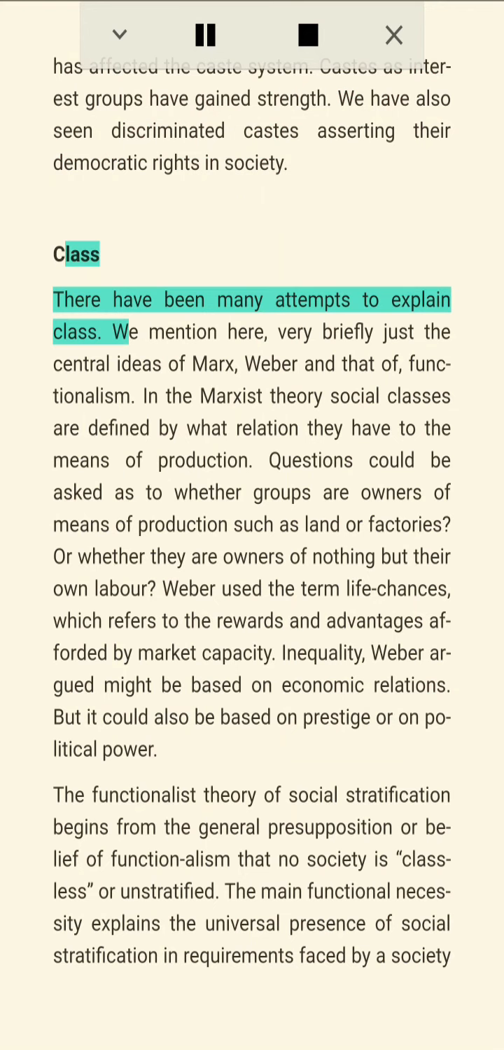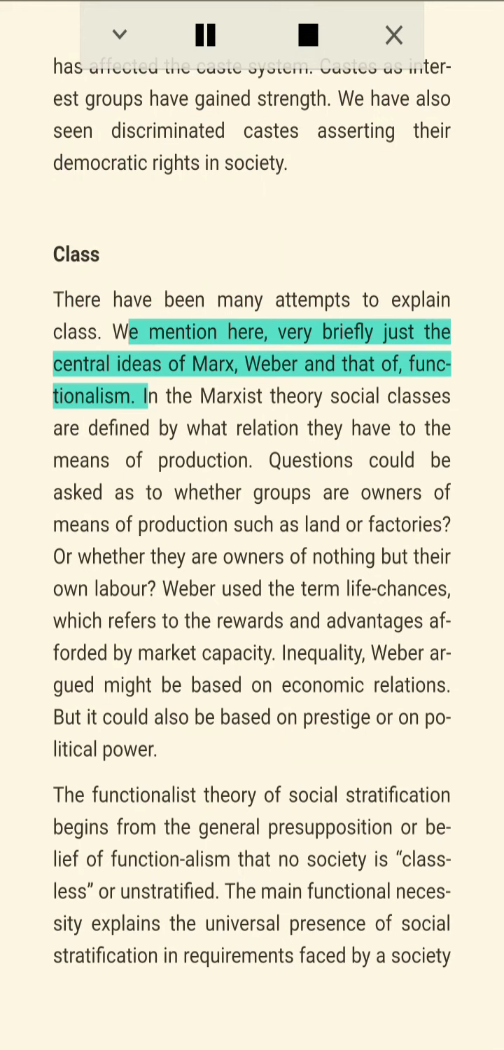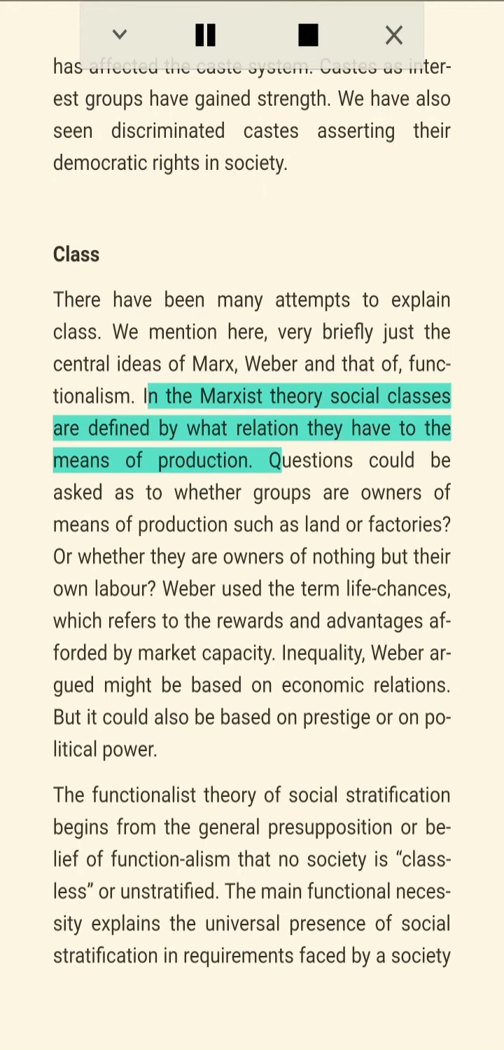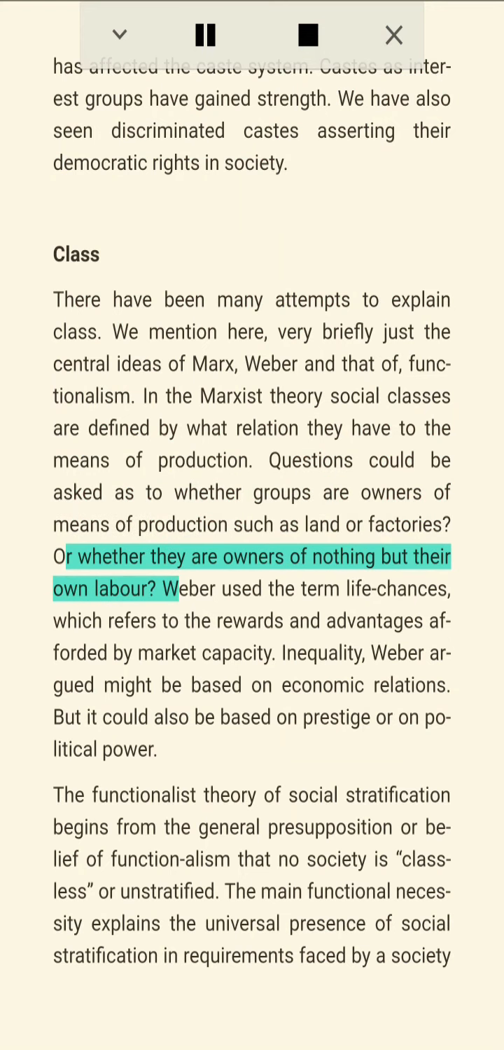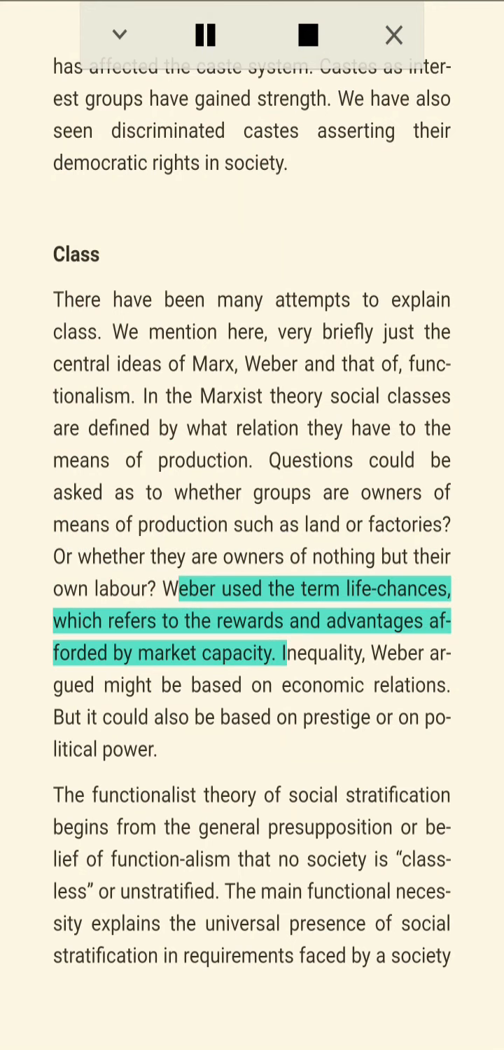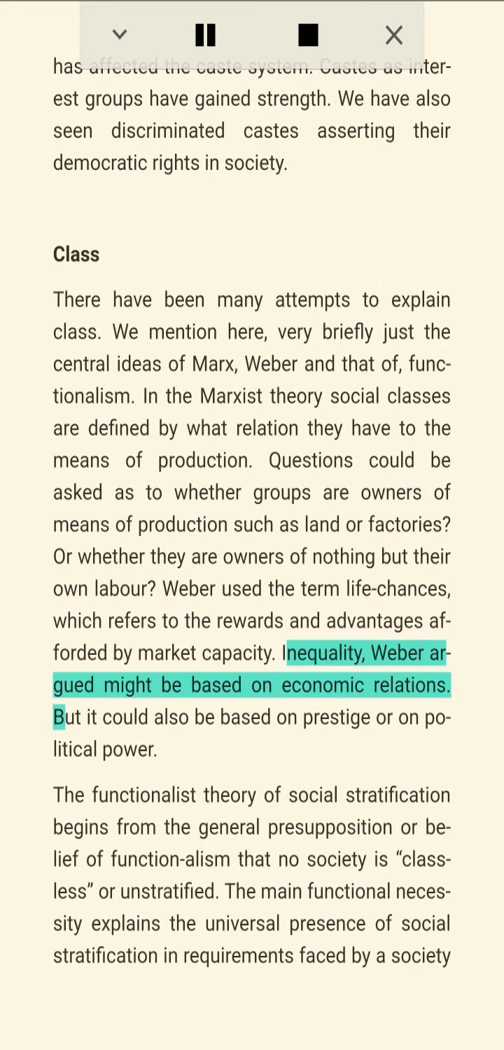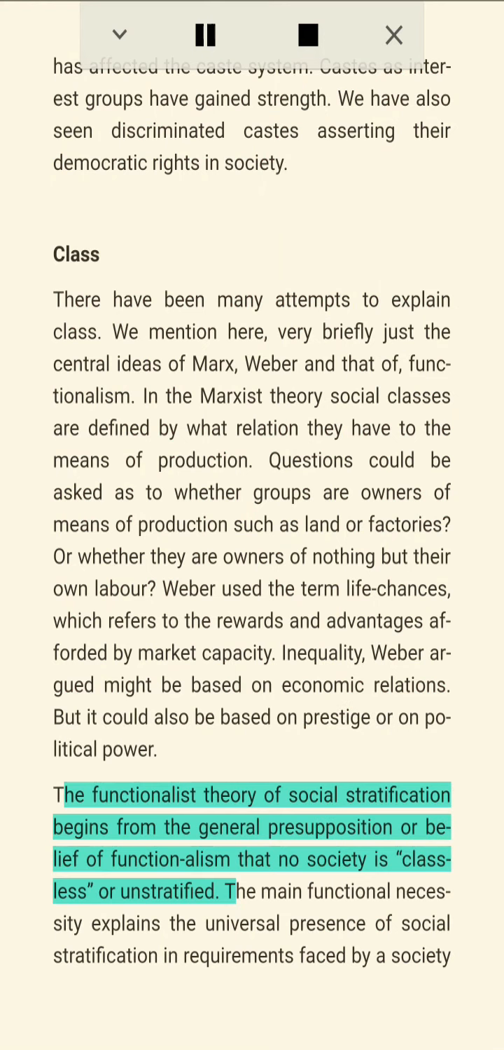Class. There have been many attempts to explain class. We mention here, very briefly, just the central ideas of Marx, Weber, and that of functionalism. In the Marxist theory, social classes are defined by what relation they have to the means of production. Questions could be asked as to whether groups are owners of means of production such as land or factories, or whether they are owners of nothing but their own labor. Weber used the term life chances, which refers to the rewards and advantages afforded by market capacity. Inequality, Weber argued, might be based on economic relations, but it could also be based on prestige or on political power.